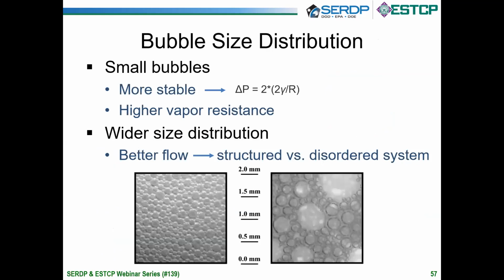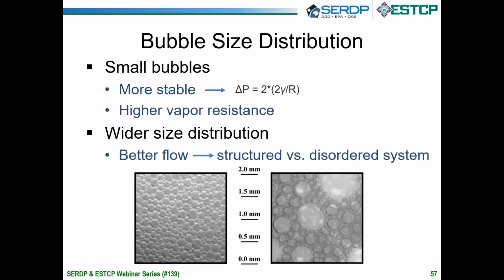Bubble size distribution is important, and this is one of those areas in foam, and there are lots of these, where it's not always obvious what you want. Small bubbles are more stable because the excess pressure inside the bubble is proportional to 1 over the radius of the bubble. So smaller bubbles have a higher pressure inside, which means they have a stronger film to stabilize and resist that pressure.